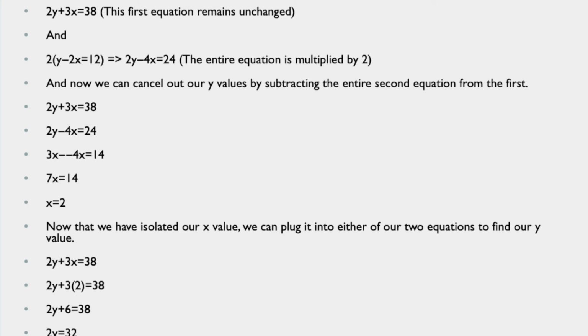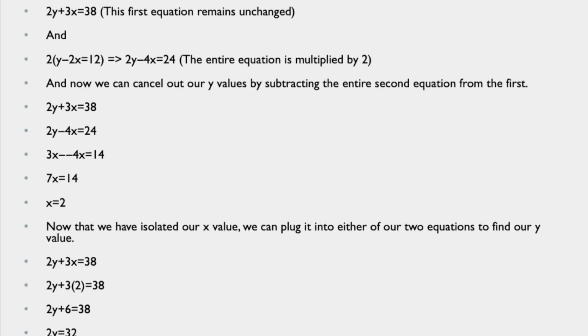2y plus 3x equals 38, 2y minus 4x equals 24. Here the 2y's are the same, they have the same coefficient, so we're just going to cancel them out. We subtract 3x minus negative 4x, and we also did the same with our 38 and our 24, subtracting them from each other. So the answer is going to be 7x equals 14. We divide 14 by 7, giving us an answer of 2. So x equals 2.